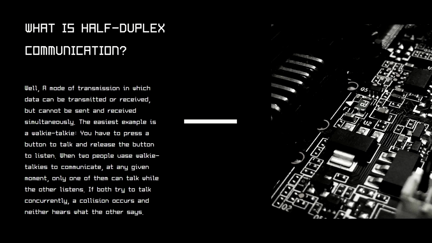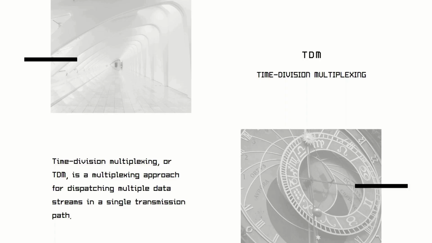So let's get moving into the next slide. Let's see what we have in the next slide. Well, here we have TDM, time division multiplexing. Now, time division multiplexing, or simply TDM, is a multiplexing approach to dispatching multiple data streams in a single transmission path.